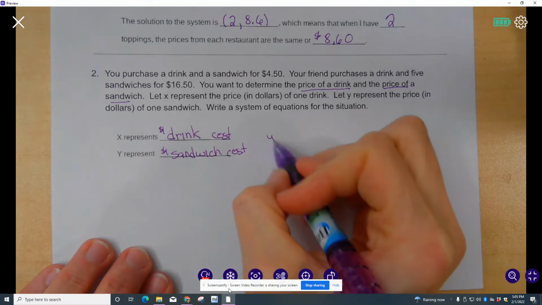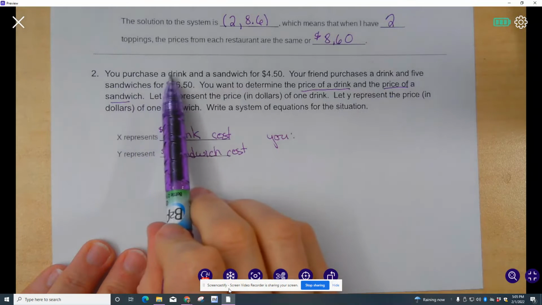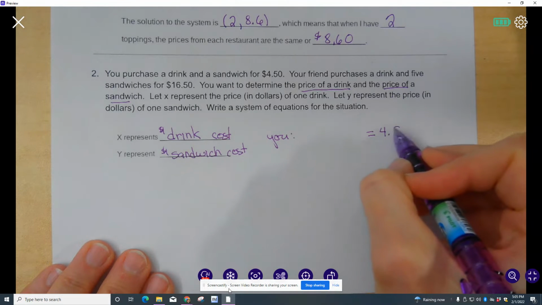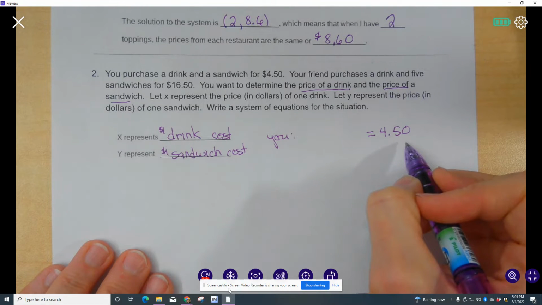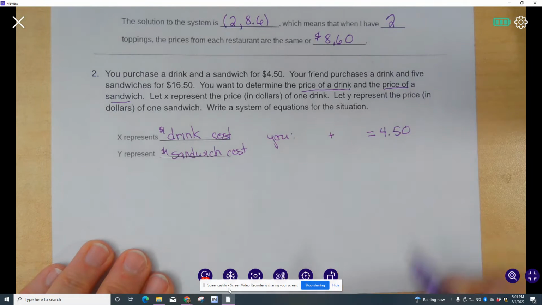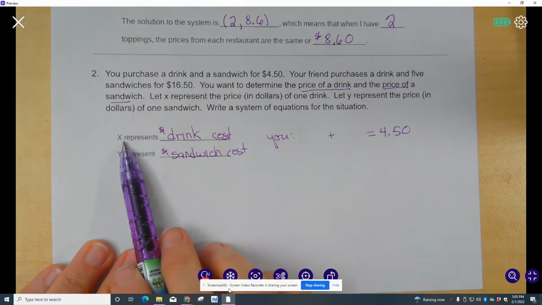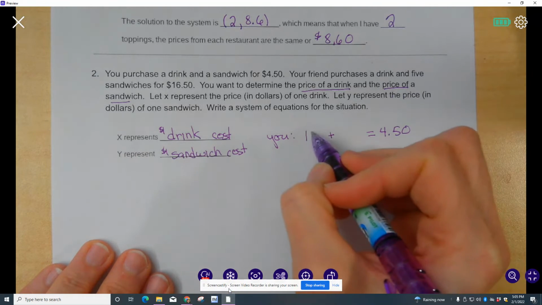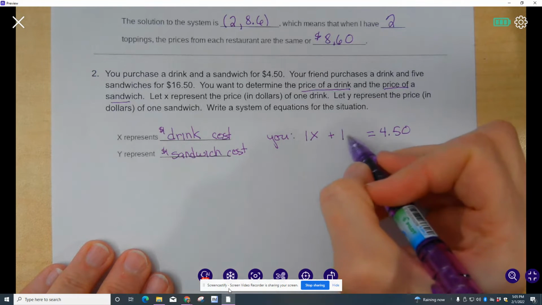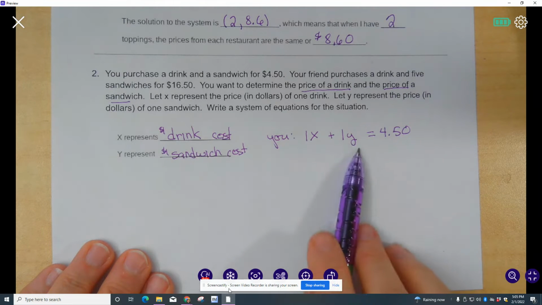So let's think about you. You purchase a drink and a sandwich and you spend $4.50. So what you spend altogether is $4.50. And what do you buy? You buy a drink and a sandwich. So we're going to put a plus between them because we're going to add up everything you're buying. You buy one of each. So X is the cost of your drink, and you buy 1 drink. And Y is the cost of your sandwich, and you buy 1 sandwich. So this is the equation that represents what you're spending and what you bought.